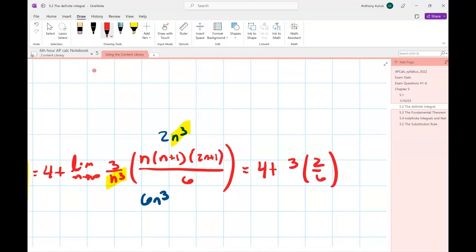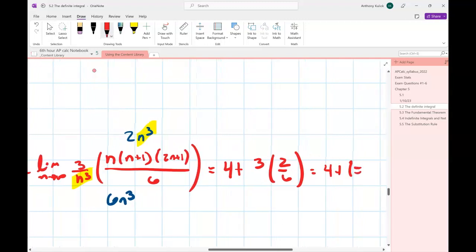It's going to be leading coefficient over leading coefficient since the degrees are the same. Everybody's okay with that? So that is 4 times 3 times 2 over 6, which is just 5.